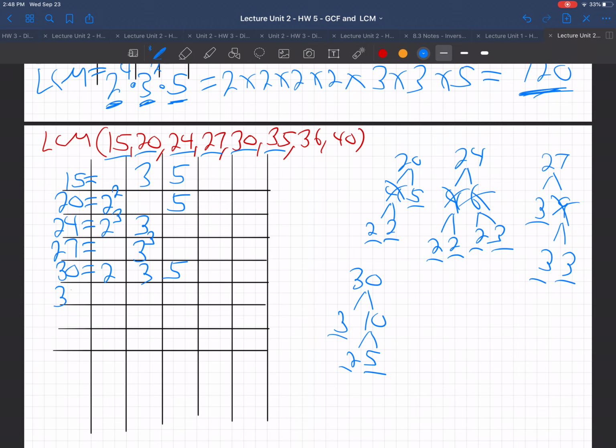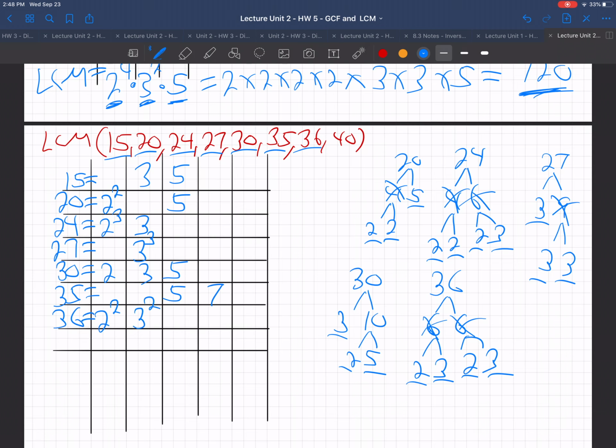35. Well, you know that one. That's just 5 times 7. 36. Now 36, you might say, well, that's just 6 times 6. That's true, but 6s break down. They're not primes, right? 2 times 3, 2 times 3. So 2 2s and 2 3s. We don't need the 6s anymore. They broke down. They're not prime. So 2 squared, 3 squared, is 36.